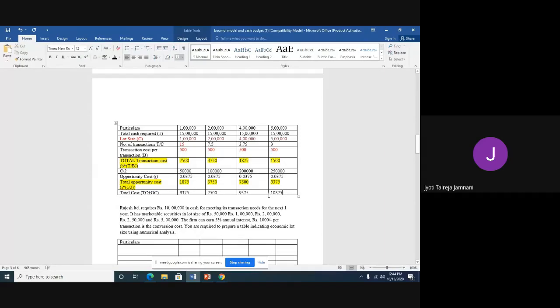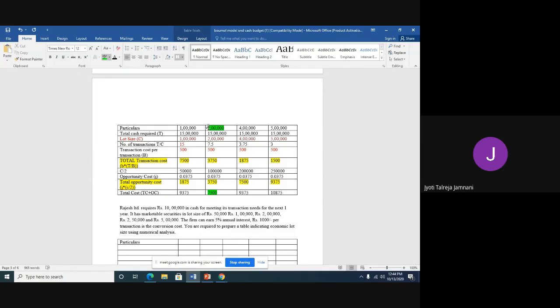Can you tell me where the total cost is minimum? 2 lakh, ma'am. That is this value. This is the minimum total cost, 7,500, and this comes at 2 lakh. So 2 lakh is the optimum cash balance.